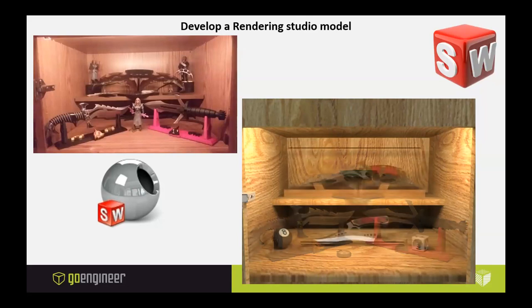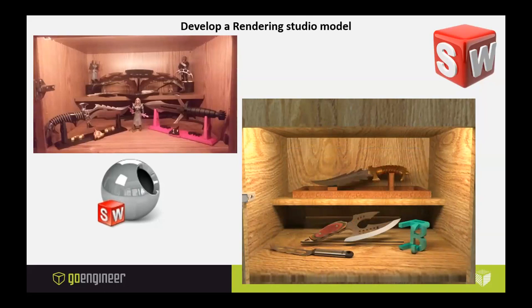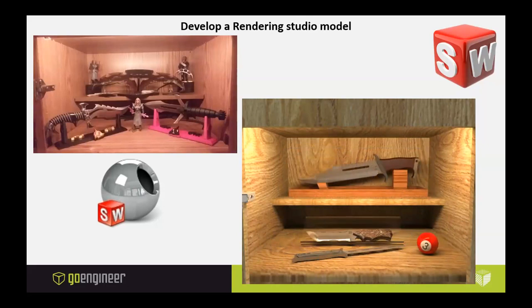And then all you need to do is start swapping out the products on the shelf in this case. So here's some additional knives, additional items on that shelf. And they all have the same lighting quality. And that's the brilliance of this advice.